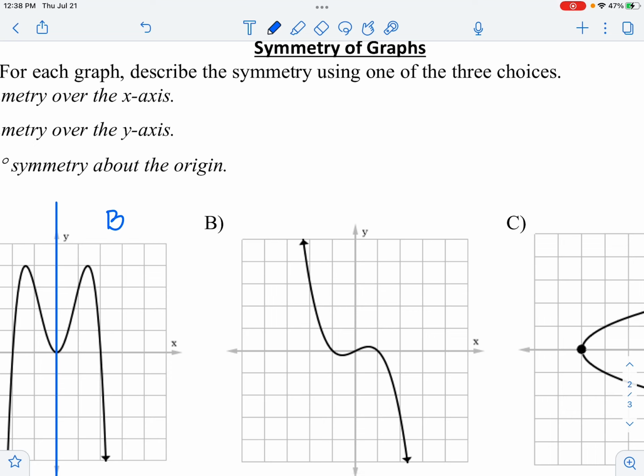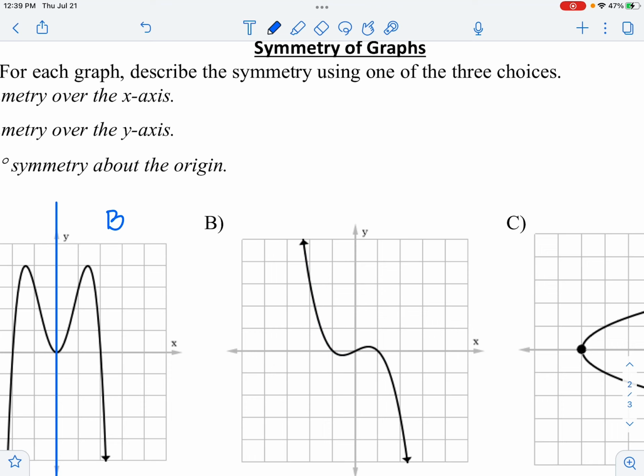All right, so let's look at the next one right here. Is there symmetry over the x-axis? If I use this as a knife, the top half would not fall on the bottom. Okay, symmetry about the y-axis. The left side would not fall on the right side, so no. Symmetry about the origin. So if I turn my iPad upside down, would the graph fall on top of itself? The answer is yes.